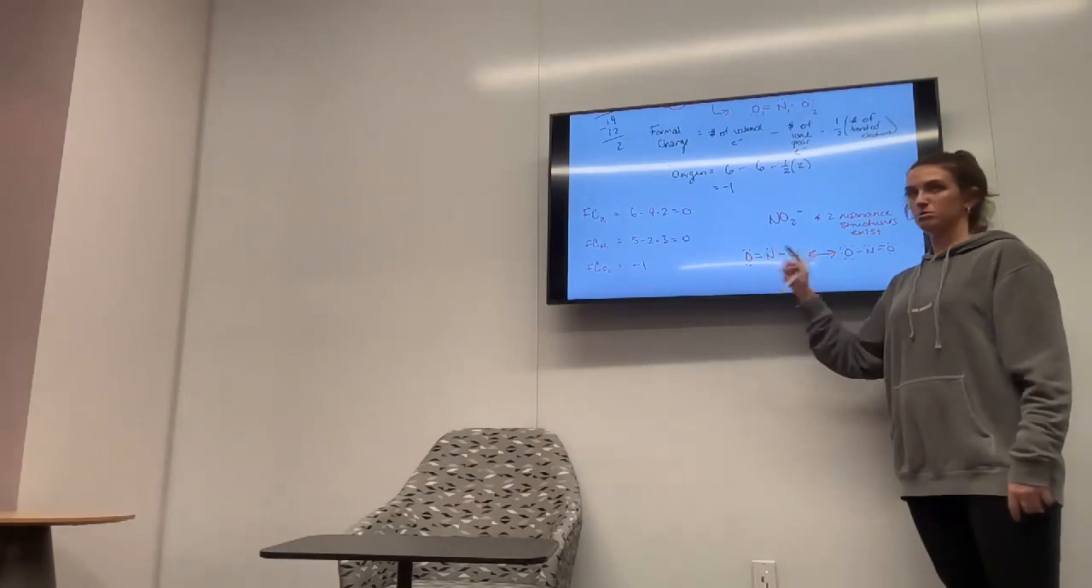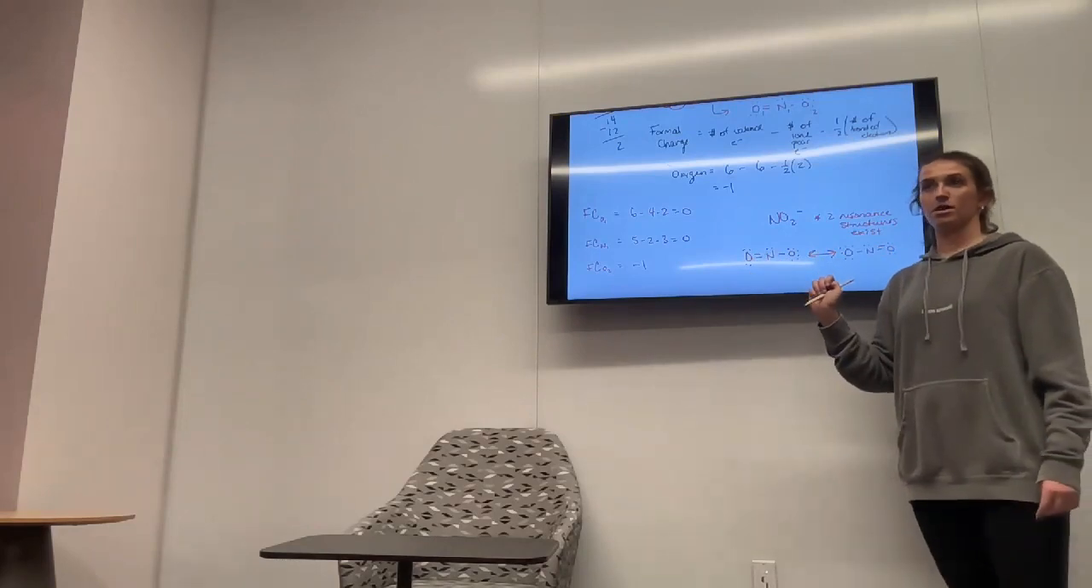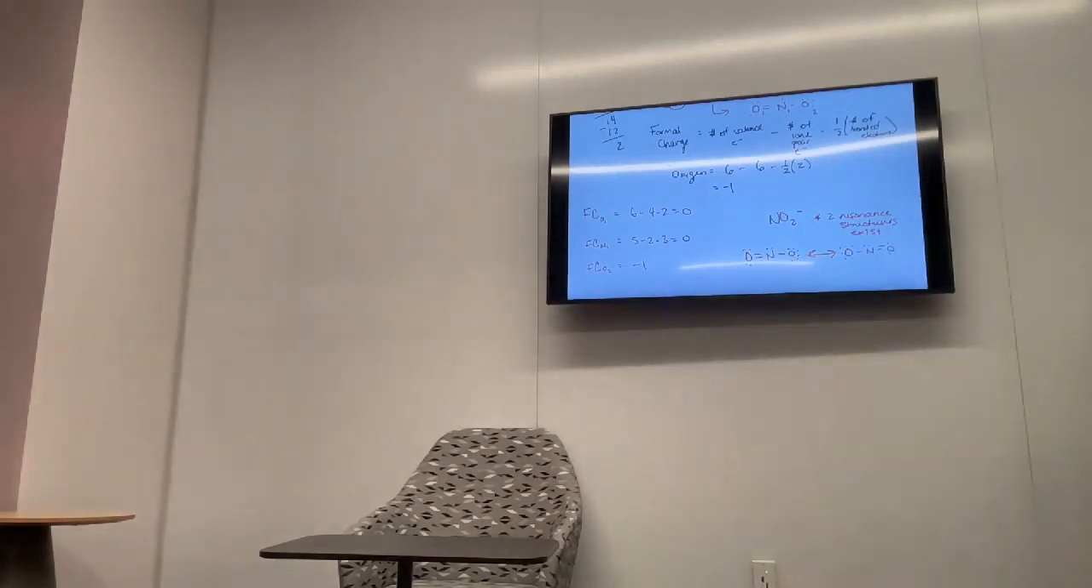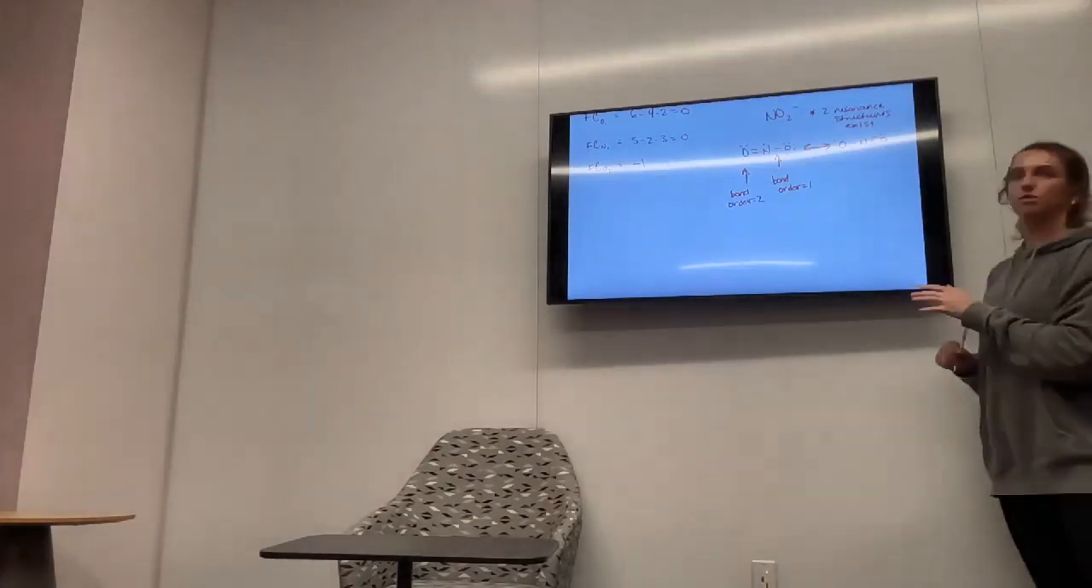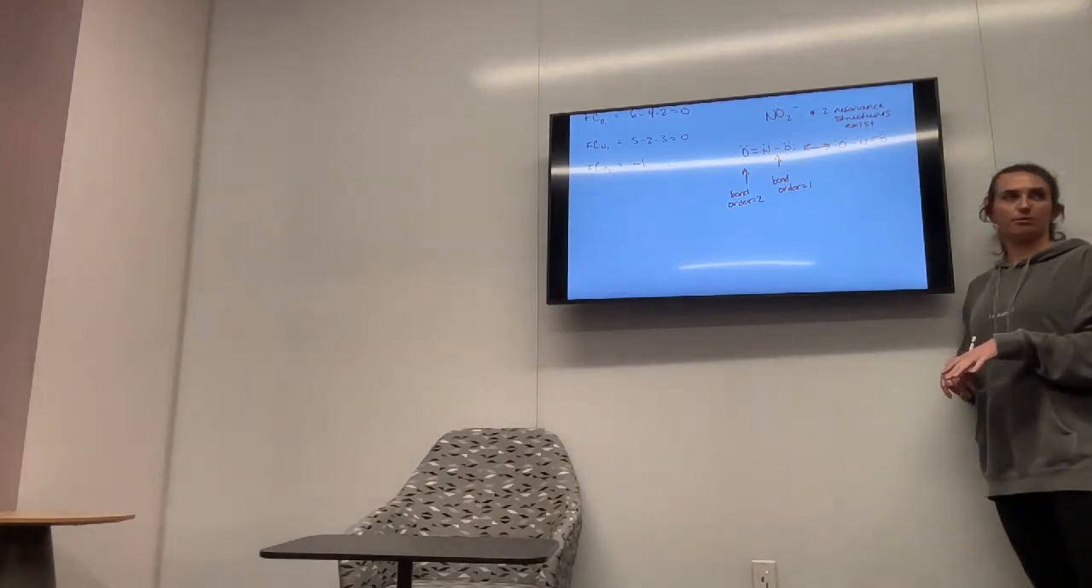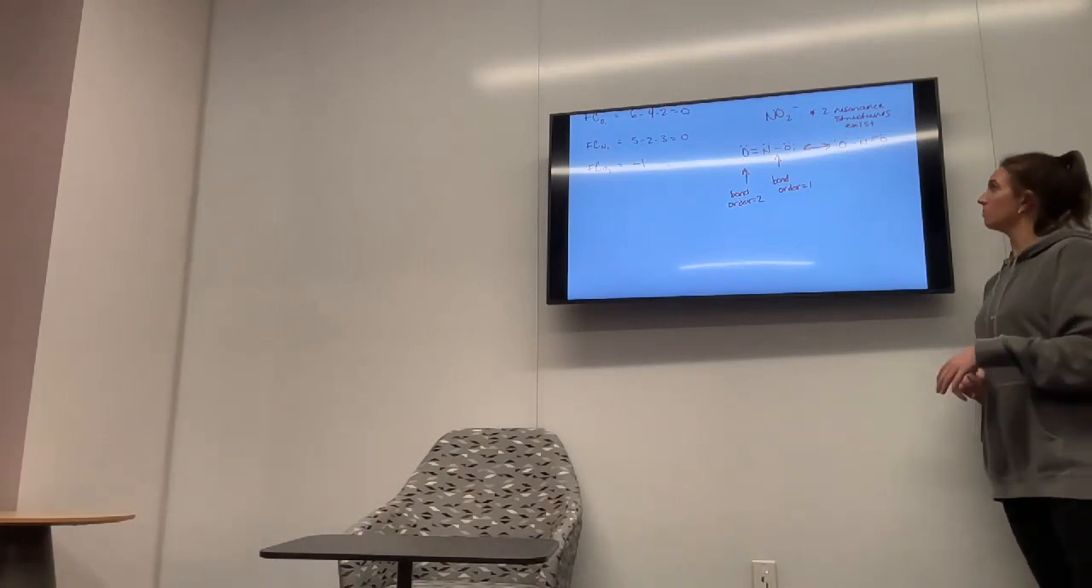What about this double bond between oxygen and nitrogen? 2, right? So this bond order is 1, this bond order is 2. Okay. What questions do we have on that one? If we had a triple bond, what would that bond order be? That would be 3. Good.